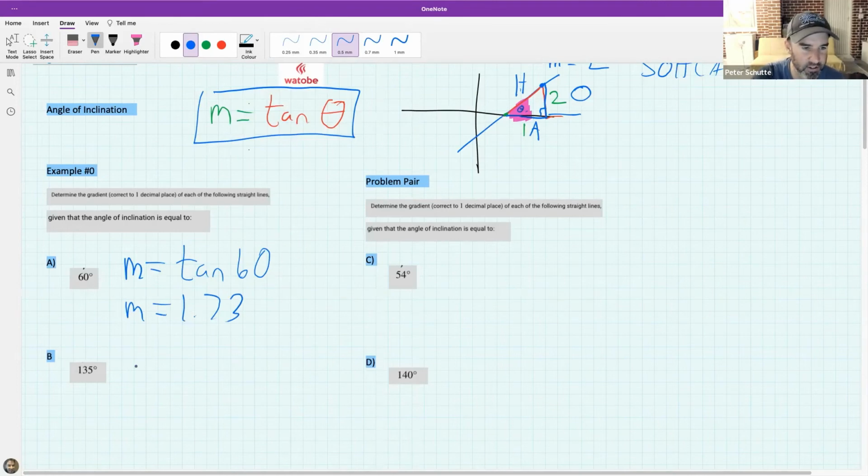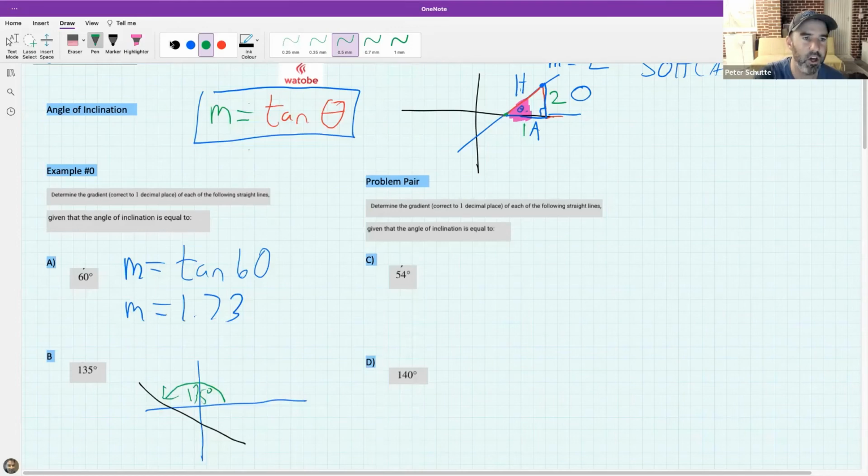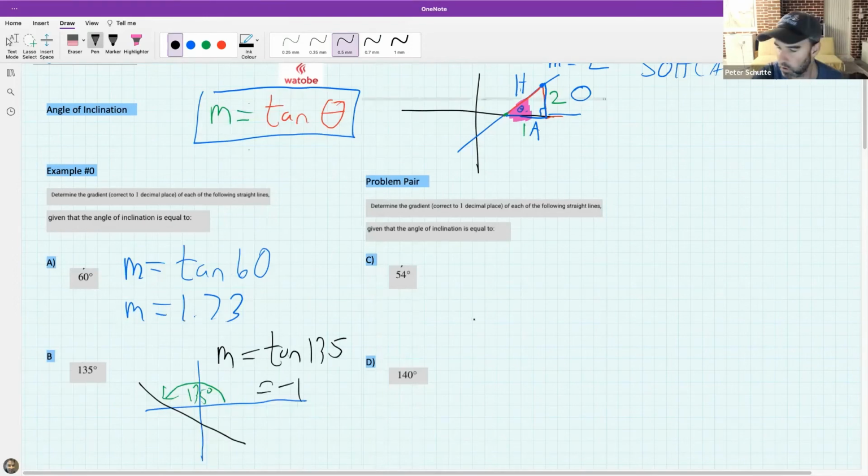Okay, if I wanted to find the gradient for a straight line with the angle of inclination of 135, I'll even visualize this for you. So if the angle of inclination was 135, it may look a bit more like that. So you can imagine starting here, and that angle is 135 degrees. Well, in that case, the same formula is still going to work. We're going to get, what's the tan of 135? The tan of 135 is equal to -1.